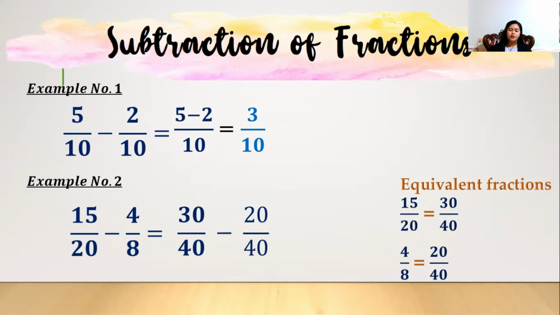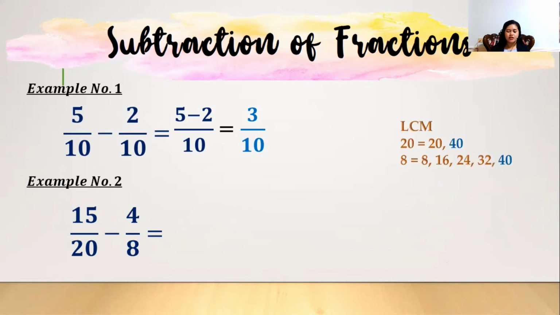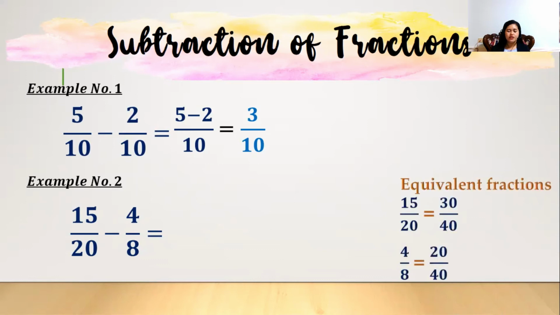So we divide 40 by 20 on the first fraction. 40 divided by 20 is 2. 2 times 15, that's why we have 30. Then for the second fraction, 4/8, that is 20/40. We can get the numerator 20 because 40 divided by 8 is 5, and 5 times 4 is 20. So we have the equivalent fractions of the given.